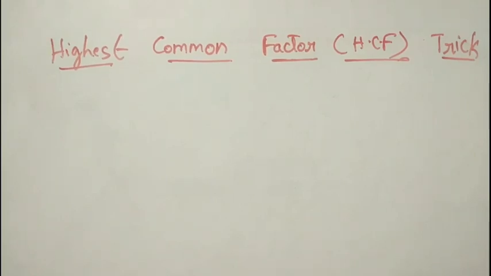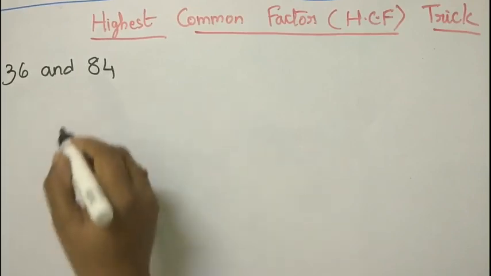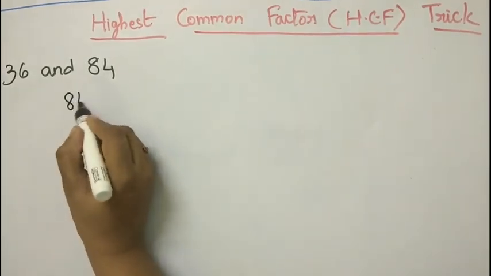In this video, I will let you know a trick by which you can find the HCF, that is highest common factor of any numbers, any decimal numbers as well as any fractions. Suppose they asked to find the HCF of 36 and 84. Write down your 84.